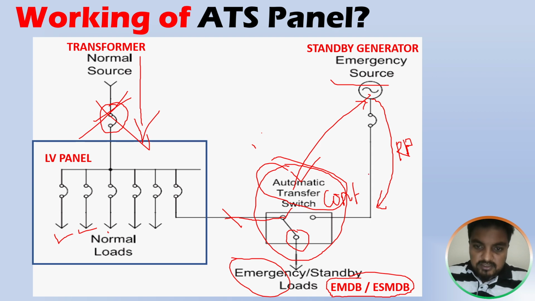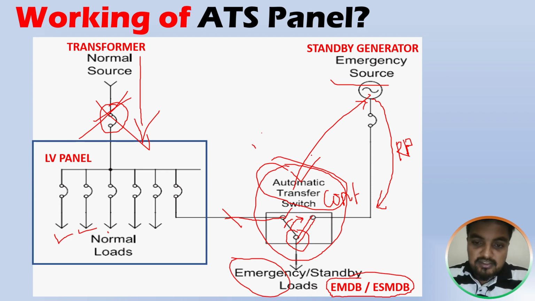Then it will send a signal to this transfer switch. This transfer switch will automatically change this connection. This connection from here to here will automatically shift. So this is called an automatic transfer switch. At that time, from this standby generator, we will get power from this point to here directly, and our emergency load will get power. Okay, so this is the operation of the ATS panel.